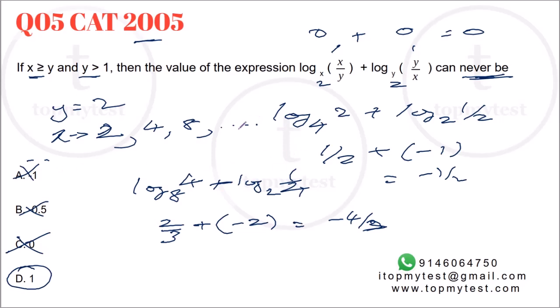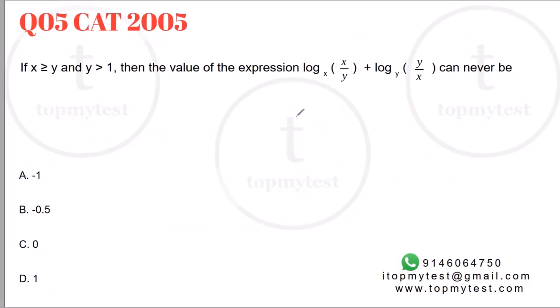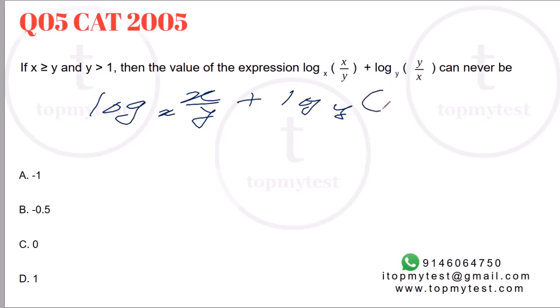You can keep on playing with other numbers also. You will basically be able to eliminate this part. We have tried solving it using the options. Let's try to do it using some log algebra which is available. So you will have log of x by y to the base x, plus log of y by x to the base y. Now y by x, I can write it as x by y to the power -1.